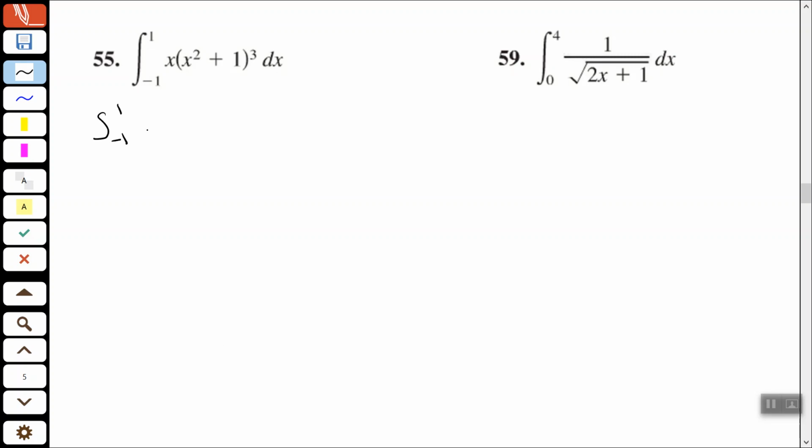So you guessed it, I'm rewriting this to move the x over by the dx. You don't have to do that, I just like to do it. Look at this and think about what you would let u equal. For me, I'm going to let u equal x squared plus 1, and I know my du, or some form of du, needs to equal x dx.